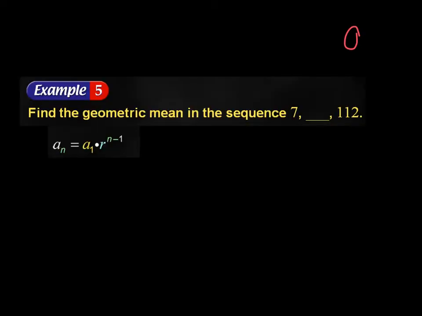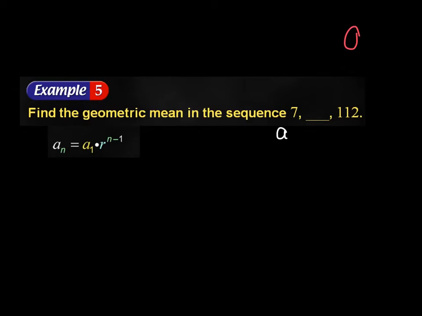Missing terms between two non-consecutive terms in a geometric sequence are called geometric means. In the sequence 1, 2, 4, the geometric mean between 1 and 4 is 2. You can use the formula for the nth term of the geometric sequence to find a geometric mean. Find the geometric mean in the sequence 7, something, 112.